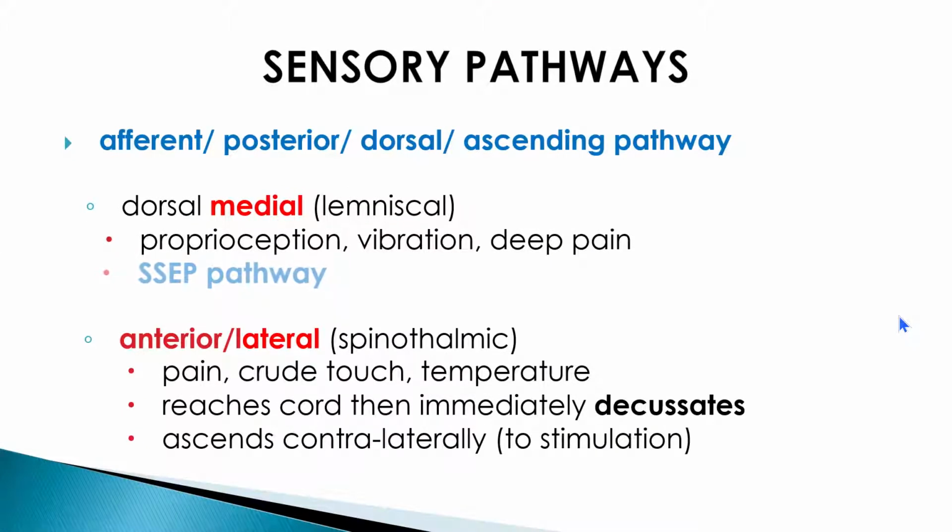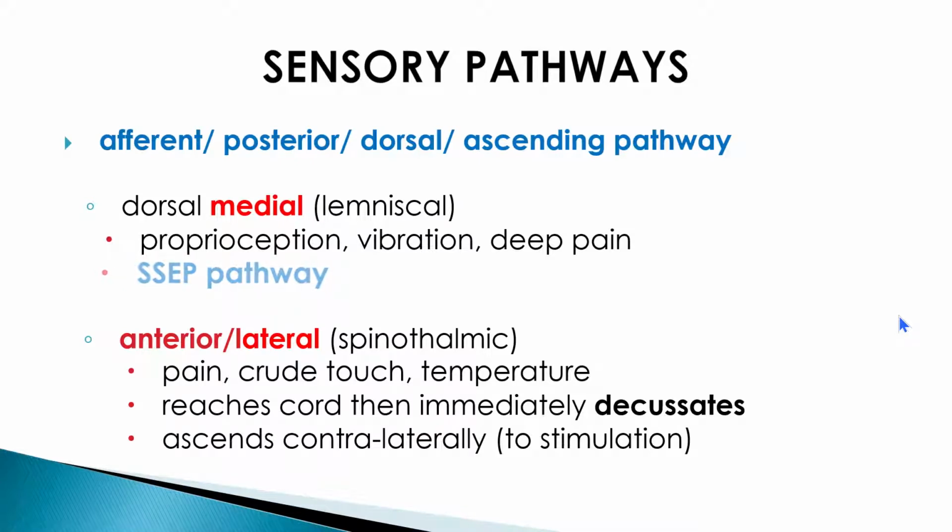The sensory pathways are also referred to as the afferent pathway, the posterior columns, the dorsal columns, the ascending pathway also. Where we get our SSEP information is from the dorsal medial pathway. It's also called the lemniscal pathway. This gives us information about proprioception, vibration, and deep pain. Proprioception is simply if I ask you to stand there with your eyes closed and tell you to touch your nose, you know exactly where to go to find it.